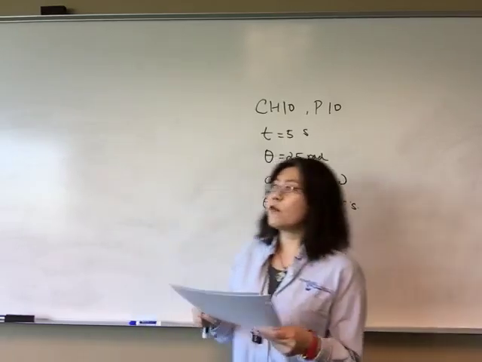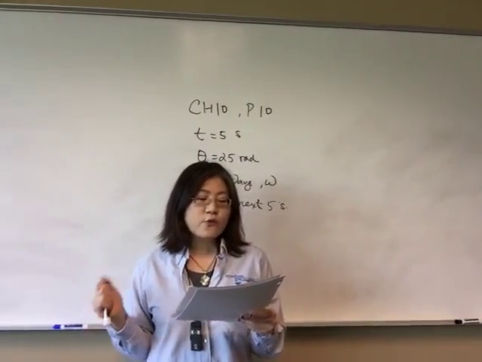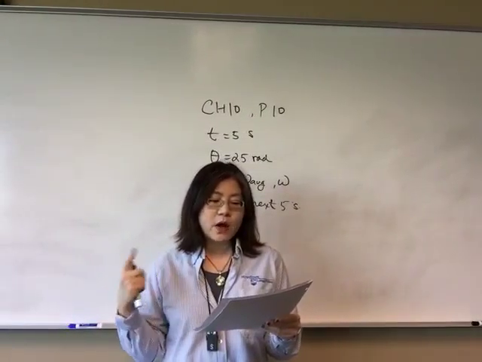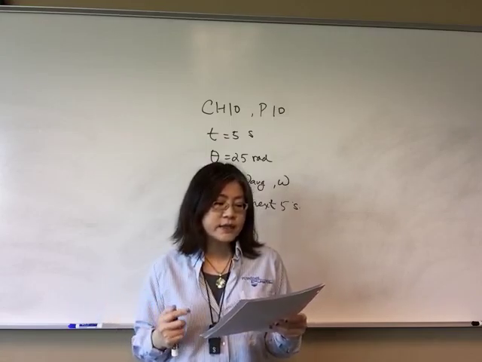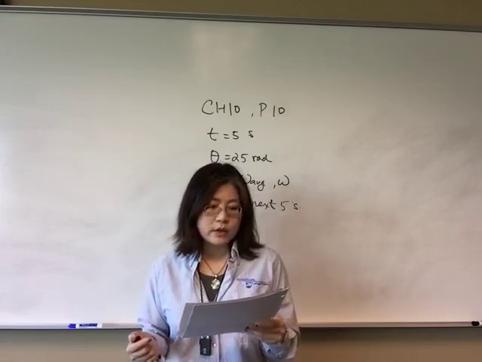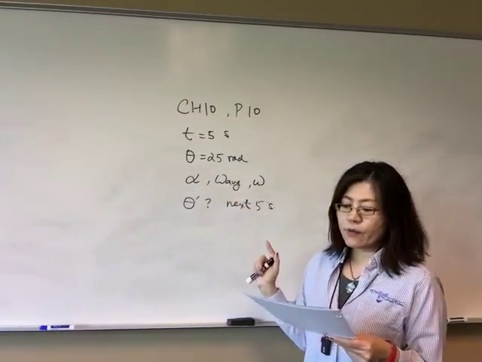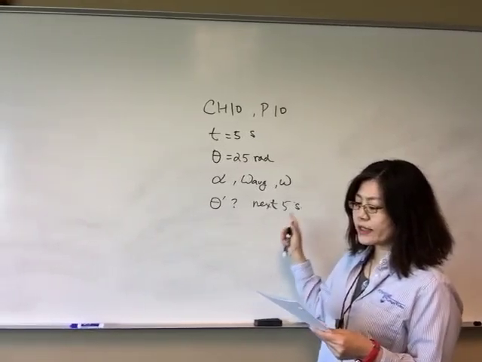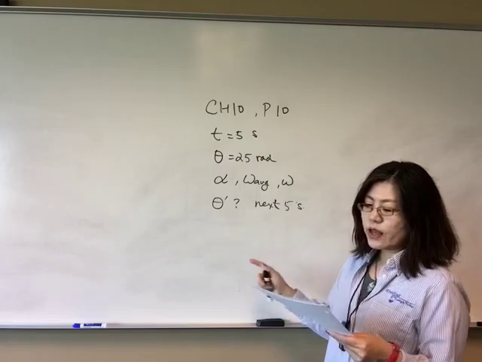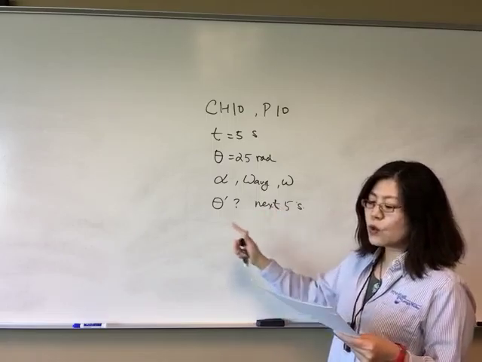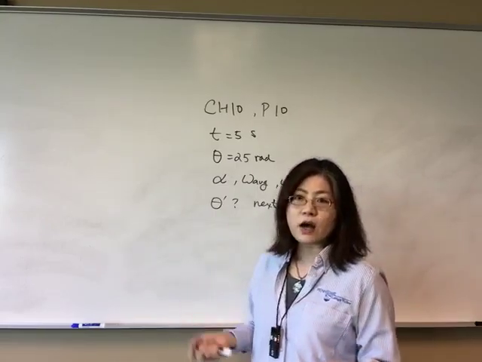All right, so we're going to do a problem from chapter 10. The first problem we want to do is problem 10. Starting from rest, a disk rotates about its central axis with constant angular acceleration. In 5 seconds, it rotates 25 radians. During that time, what are the magnitude of the angular acceleration, the average angular velocity, and what is the instantaneous angular velocity of the disk at the end of 5 seconds? With the angular acceleration unchanged, through what additional angle will the disk turn during the next 5 seconds?